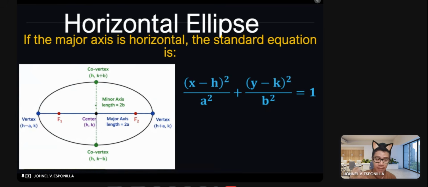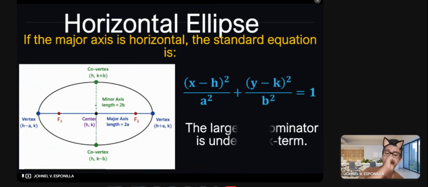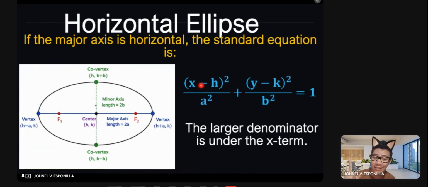So, paano natin malalaman mamaya kung ang given ay equation? Paano natin malalaman if it is horizontal or vertical? Nakadepende po sa denominator. The larger denominator is under the x term, ang ellipse po ay horizontal. So mamaya, kung makikita nyo na mas malaki po yung a, yung nasa baba po ng x term, this is horizontal. Pero, kung makikita nyo po sa mga example natin mamaya na mas mataas po ang value ng denominator under the y term, it is a vertical naman.